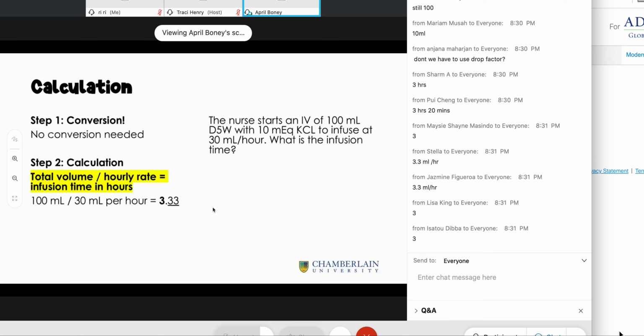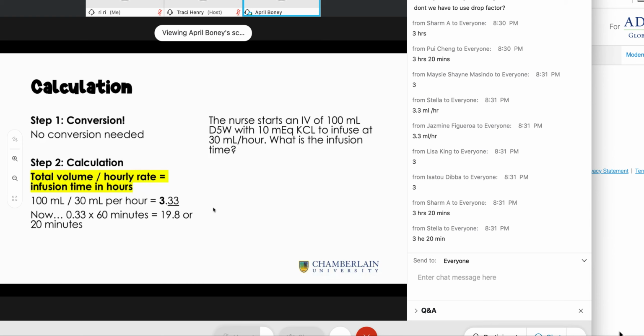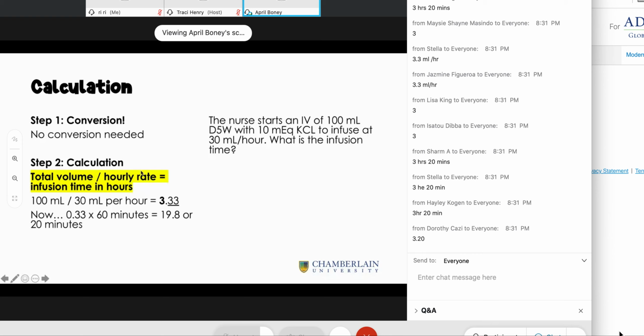And now what we're going to do is, now we know it's 3 hours, but it's that 0.33 that we need to convert to minutes. So we're just going to multiply that times 60. And now 3.33 is actually 3 hours and 20 minutes. So this 100 milliliter bag at 30 milliliters per hour is going to take 3 hours and 20 minutes to infuse. So you cannot stop here. This is not the answer. You have to take it one step further to 3 hours and 20 minutes.